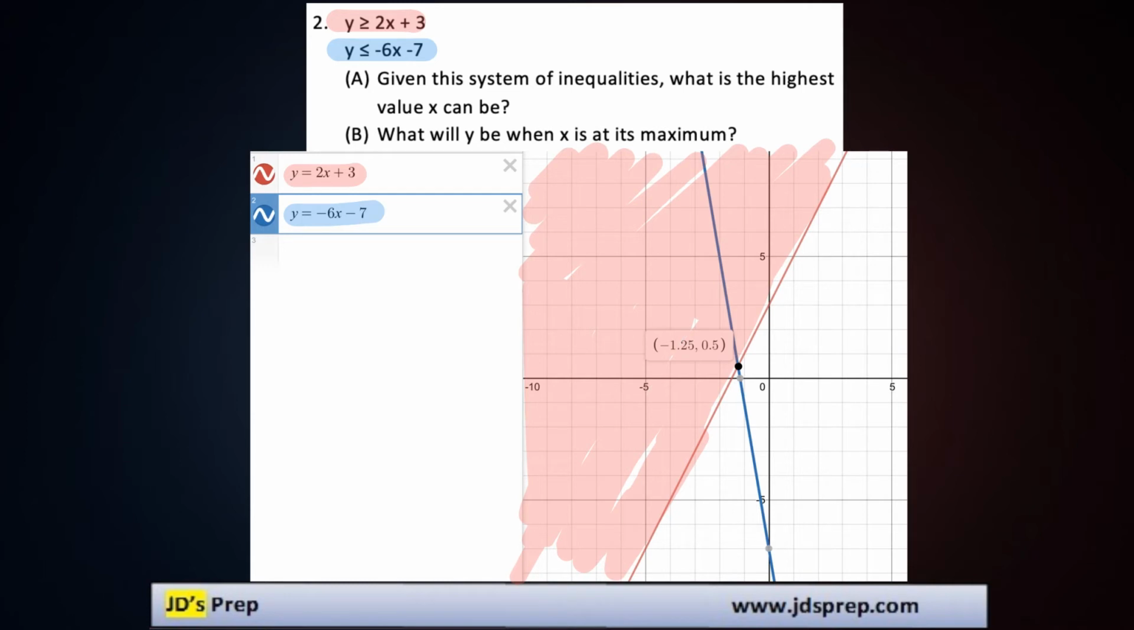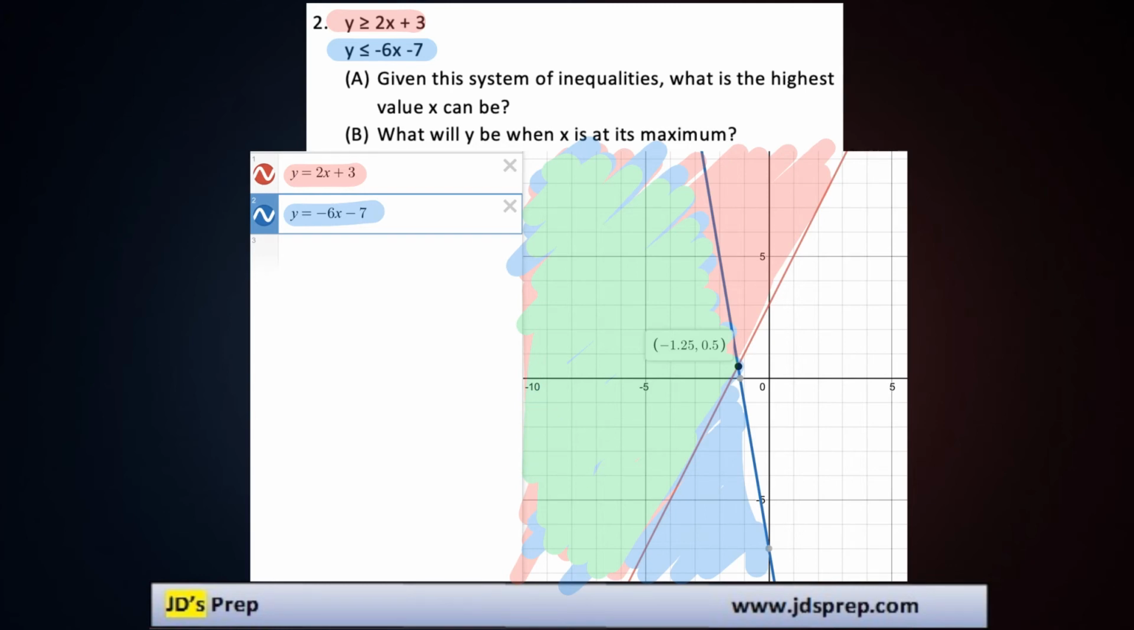Now, the second inequality states that y is less than or equal to negative 6x minus 7. So again, now we're going to look at the blue line, which represents the line negative 6x minus 7, and we're going to highlight everything that's below it. So the area where they overlap here would be the solution to the system of inequalities, which I'll highlight in green as this area here. So that whole area represents the solution to this system of inequalities.